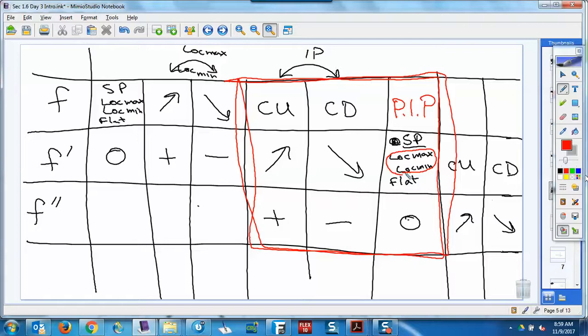That's just a point on the f graph. That's just where it is. That's where the point is. What do they tell you when they tell you f prime of negative 3 is 0? It's a stationary point. So now we know that that point on the f graph is either a local max, a local min, or a flat spot.